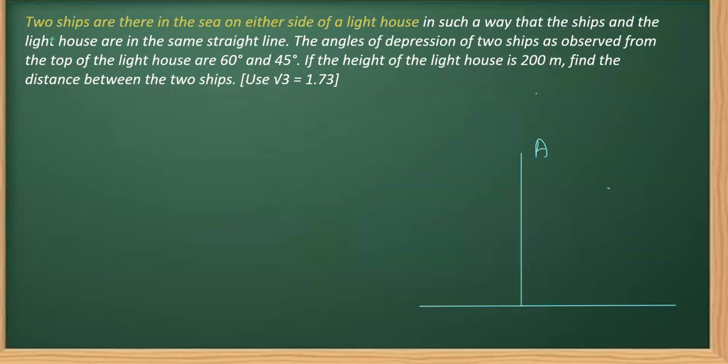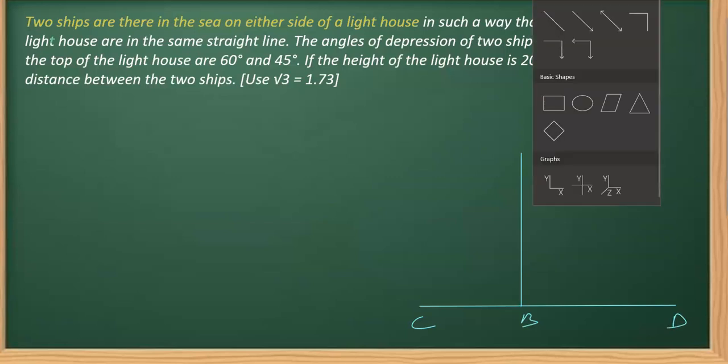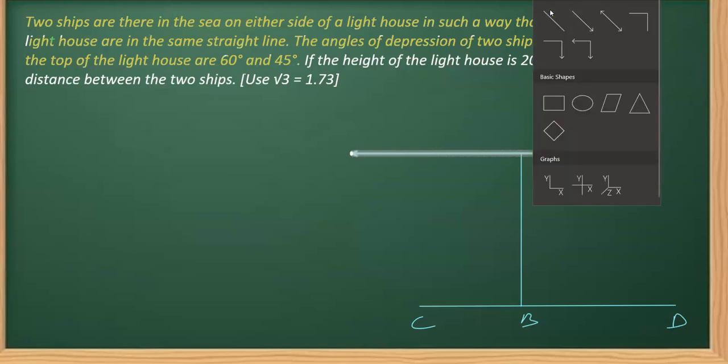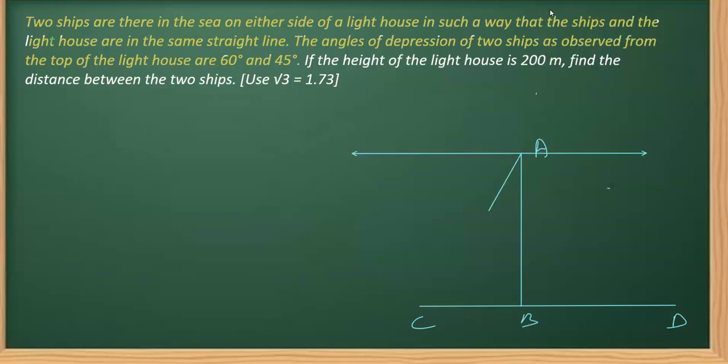And this is AB here. Let's say C and D are the two ships here. And now further it says that they are on a straight line, and the angles of depression observed from the top of the lighthouse are found to be 60 and 45 degrees. So for that we need to make a horizontal. Let's say this is the horizontal, and then we will make two angles of depression, one to C and the other to D.